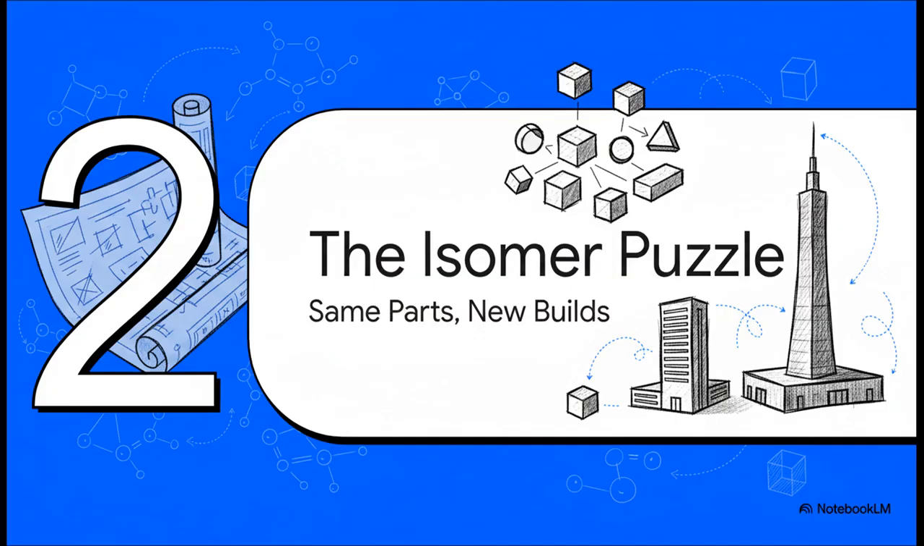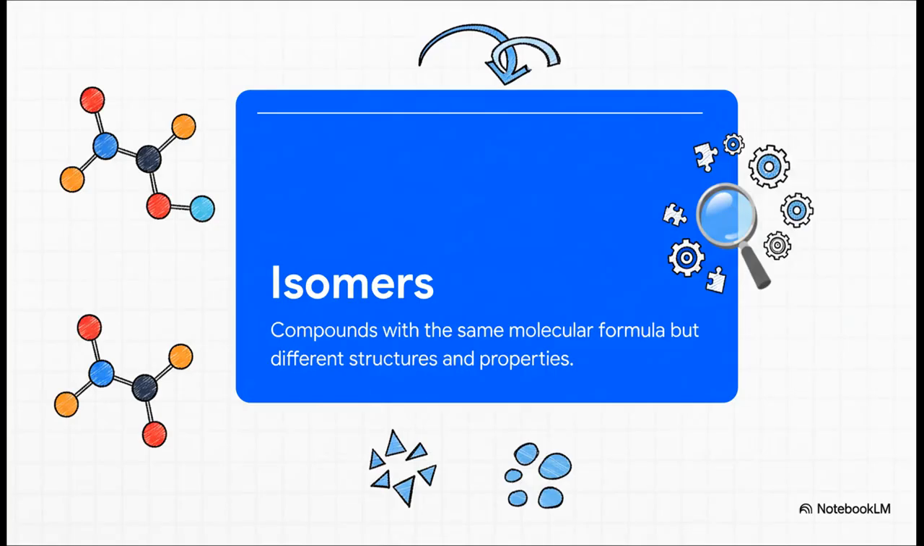All right, now that we have our blueprints, let's get back to the puzzle. We're talking about isomers. These are molecules built from the exact same set of materials, the same atoms, but somehow they end up as completely different buildings. So let's just put a formal definition on it real quick. Isomers are simply compounds that share the same molecular formula but have different structures. And because of that, they have different properties. It is all about how the atoms are arranged.